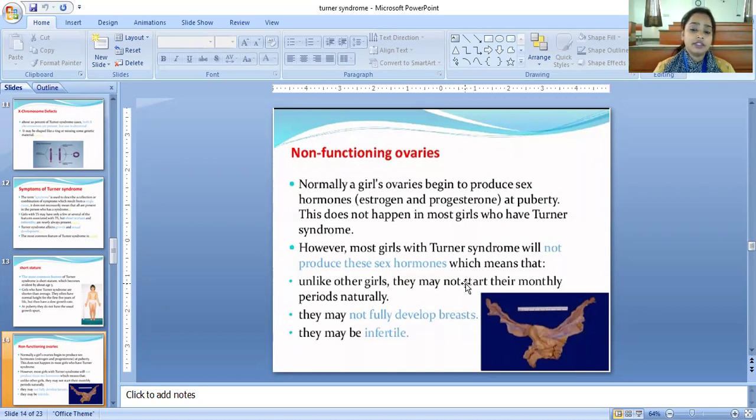Most girls with Turner syndrome will not produce sex hormones, which means they may not start their monthly period naturally. They may not fully develop breasts, and they may be infertile.